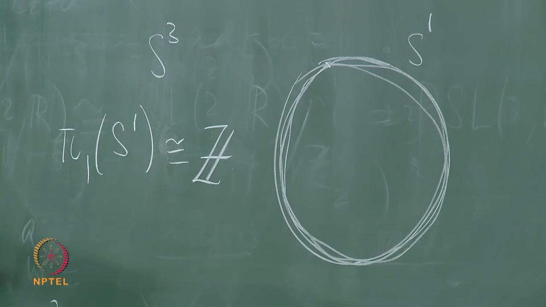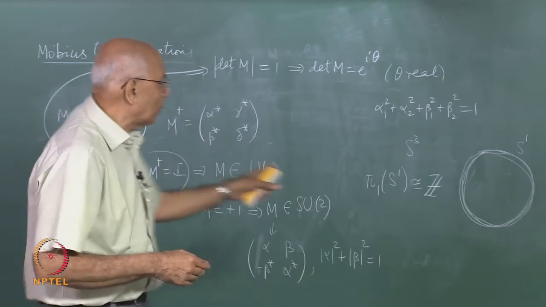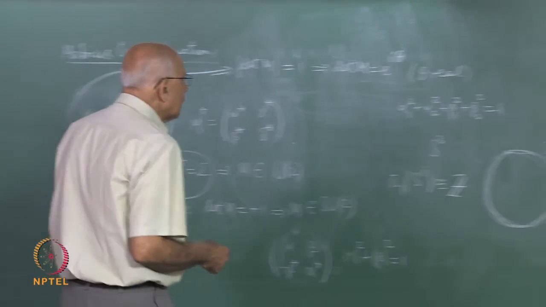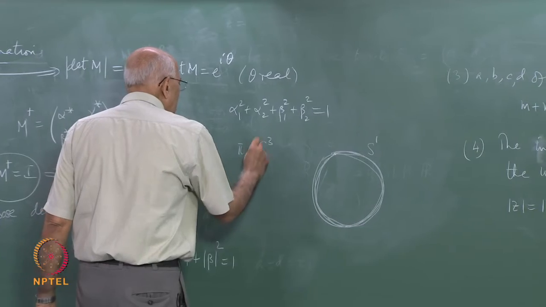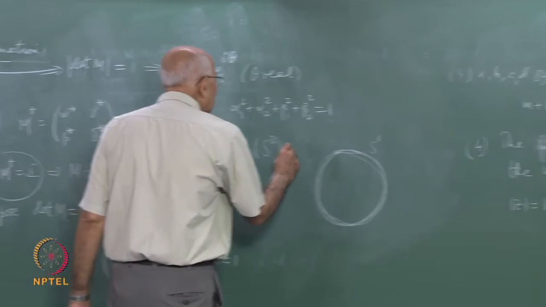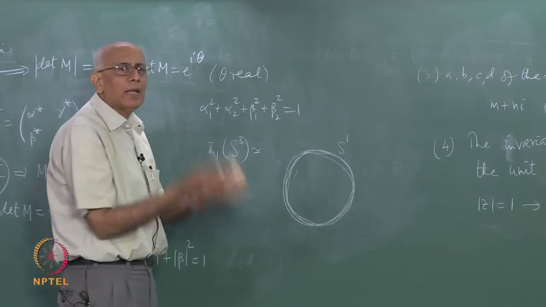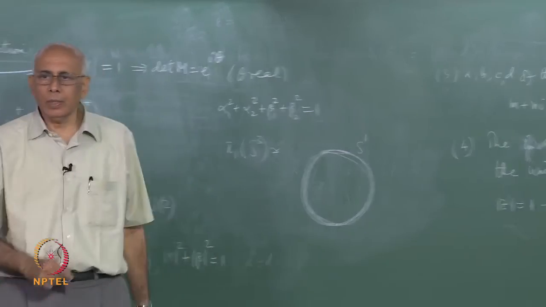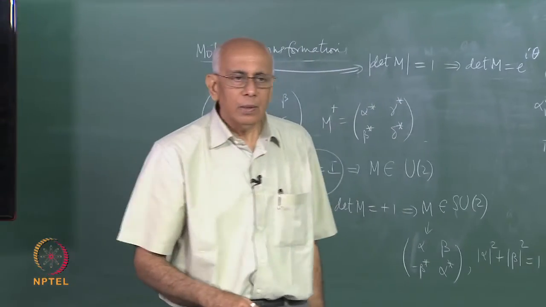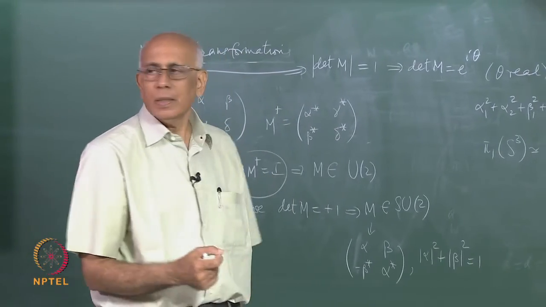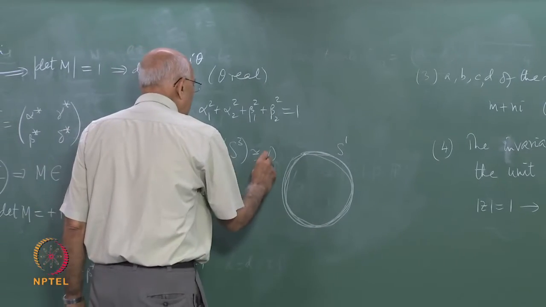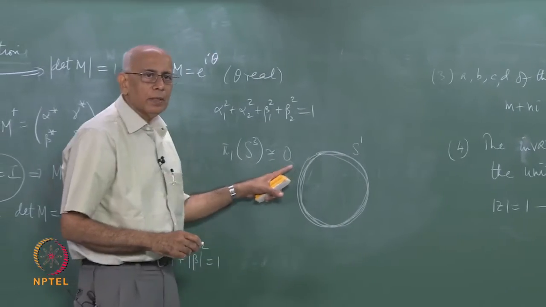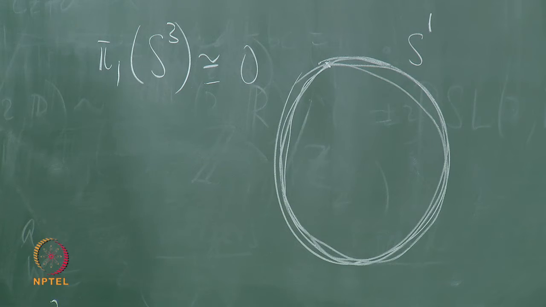Okay. This has a role to play, and we will talk about this a little later. But S3 is simply connected. So what one says is pi1 of S3 is a trivial group. In other words, it has only one element. Every path can be shrunk to a point, so there is only one equivalence class. When you have a group with one element, it is called a trivial group, and mathematicians like to write it as just 0. This is just a notation.